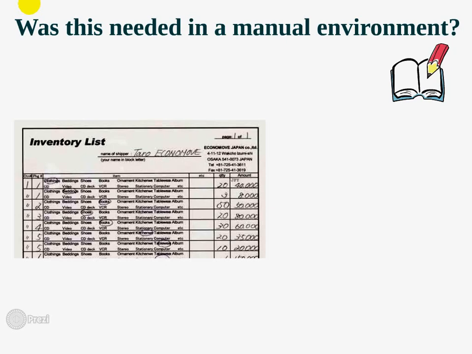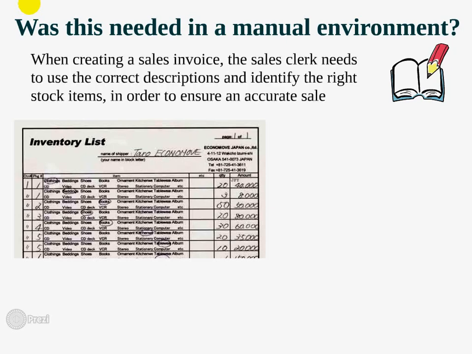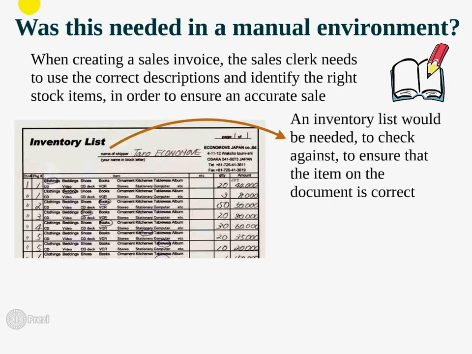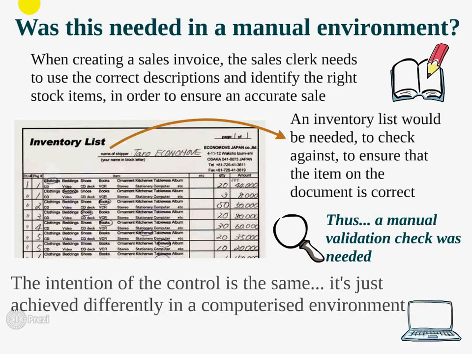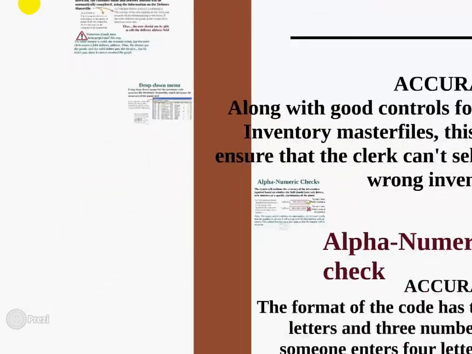Was it needed in a manual environment? When creating a sales invoice, the sales clerk needs to use the correct description and identify the right stock items in order to ensure an accurate sale. So an inventory list would be needed to check against to ensure that the item on the document is correct. Thus, again, we would need a manual validation check. Again, the intention of the control is the same, it's just achieved differently in a manual environment.